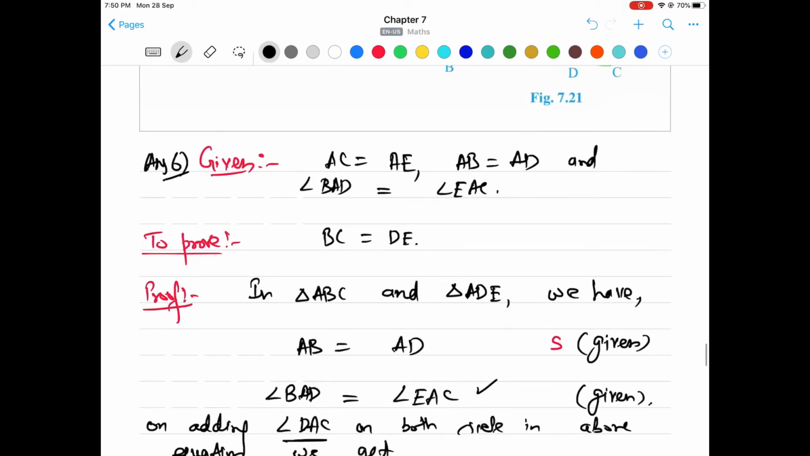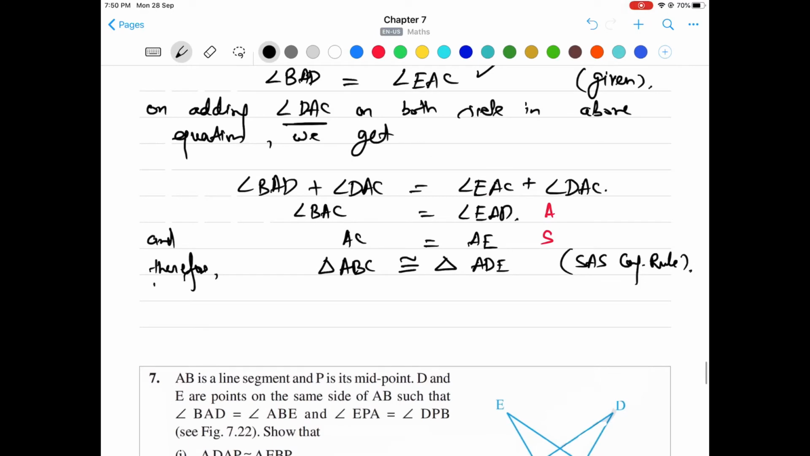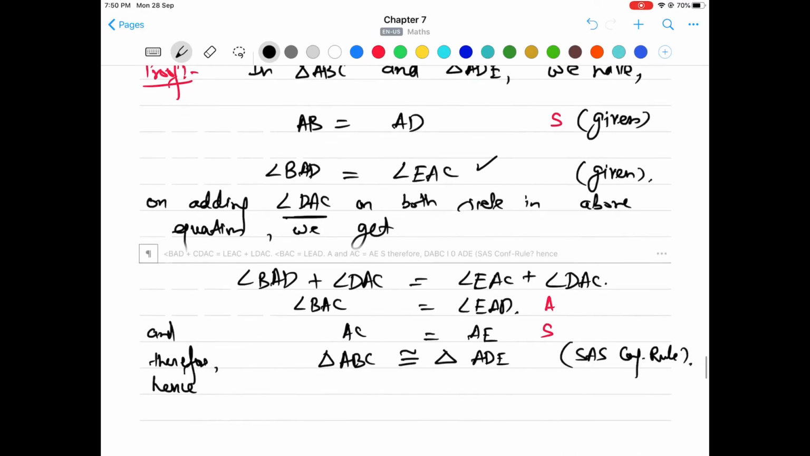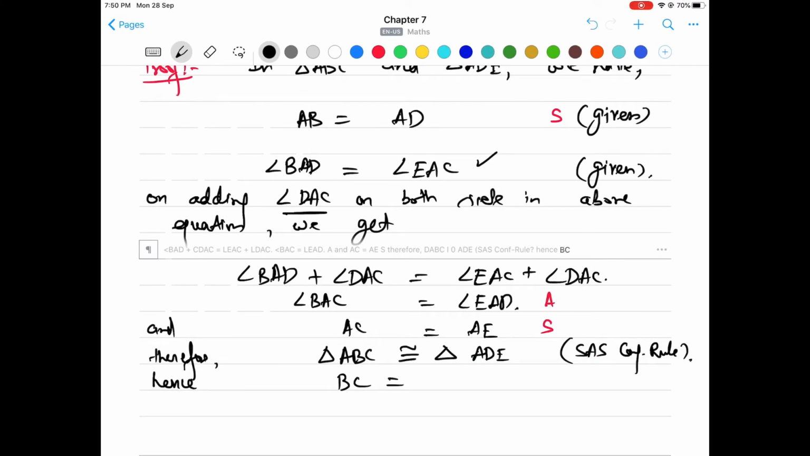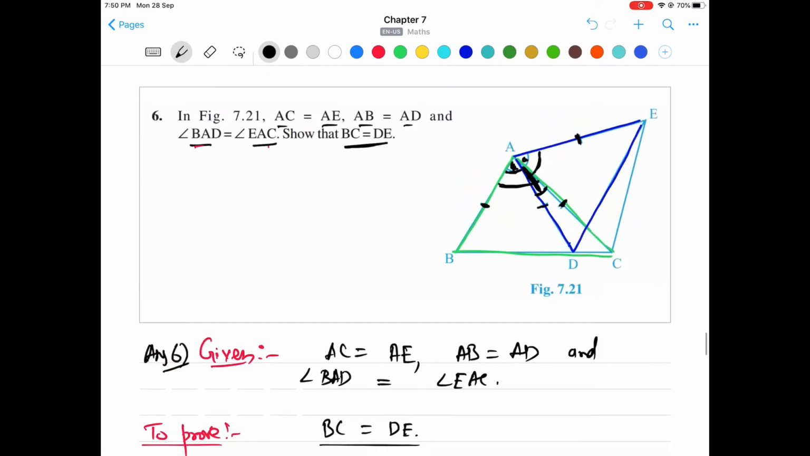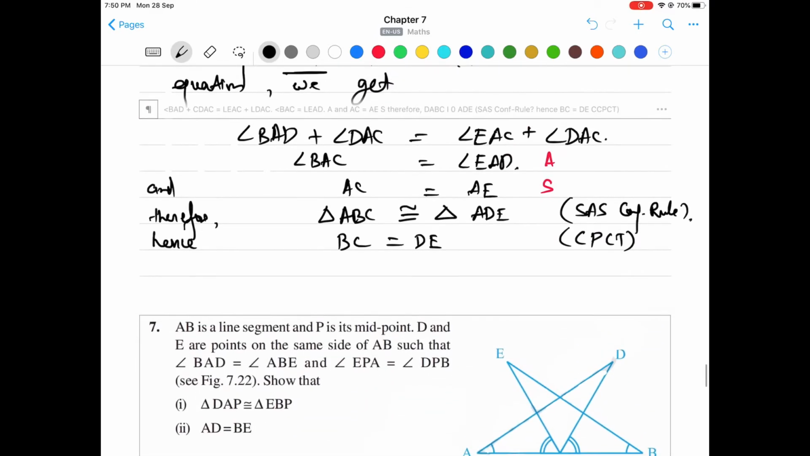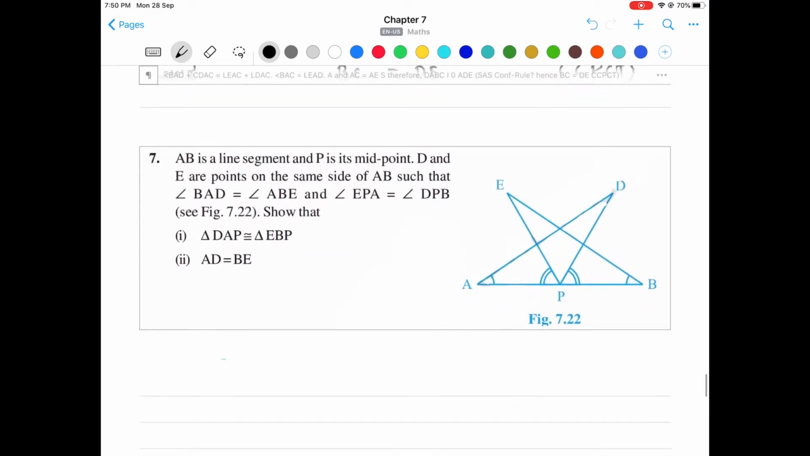Okay, and we are asked here what you can say about BC and DE. They will be equal, so hence BC will be equal to DE. Why are they equal? Because they are corresponding parts of congruent triangles, CPCT. Since we have proved that these two triangles are congruent, their sides BC and DE will be equal, by CPCT, corresponding parts of congruent triangles.